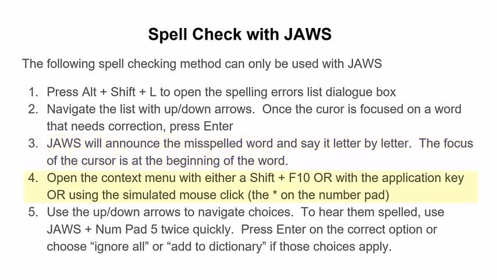From here, open the context menu, either with Shift plus F10 or with the application key on your keyboard, or you can use a simulated click on your number pad by pressing the star key. And now use your up and down arrow keys to navigate the choices. To hear them spelled, use JAWS key or insert plus number pad 5 twice quickly. Press Enter when the correct option is in focus that you want to use, or choose Ignore All or Add to Dictionary if those choices apply.